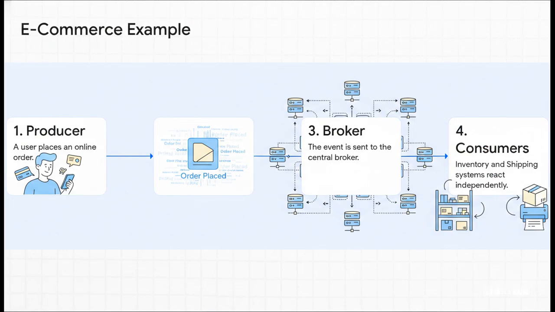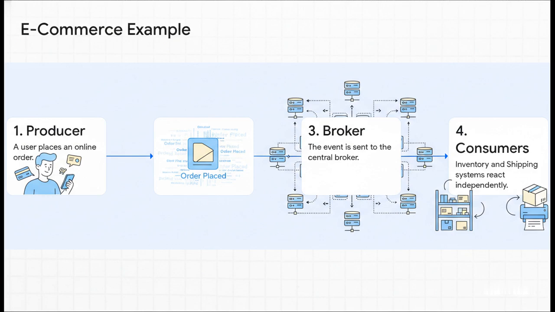Say you're buying something online. Step 1, you place an order. Your browser is the producer. Step 2, that action creates an order-placed event. Step 3, that event gets sent to the central broker. And now for the cool part, step 4.